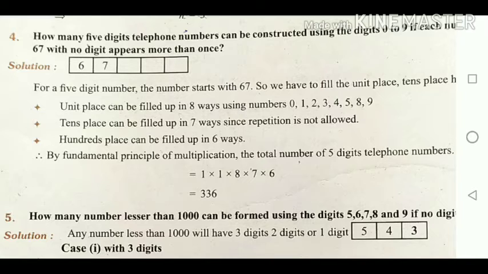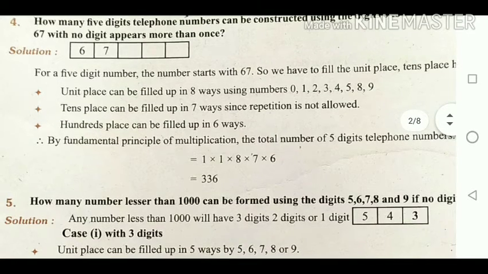The unit place can be filled in the remaining 8 ways. That is, the remaining terms are 0, 1, 2, 3, 4, 5, 8, 9. So from the remaining 8 terms we fill the unit place. After filling the unit place, there are only 7 numbers. Therefore, we are getting 7 ways to fill the tens place, since repetition is not allowed.